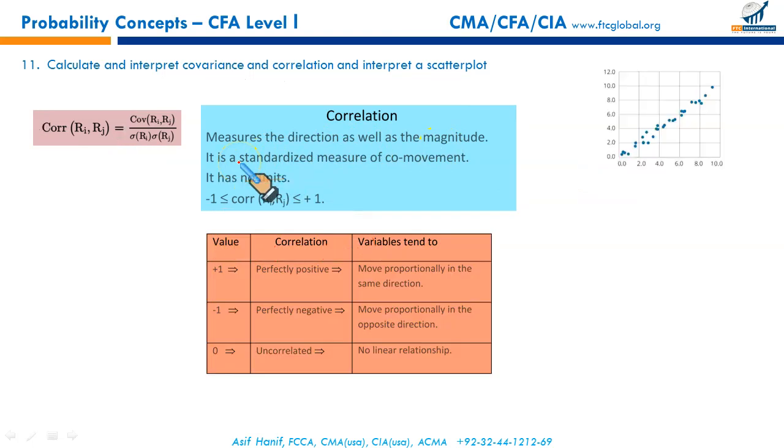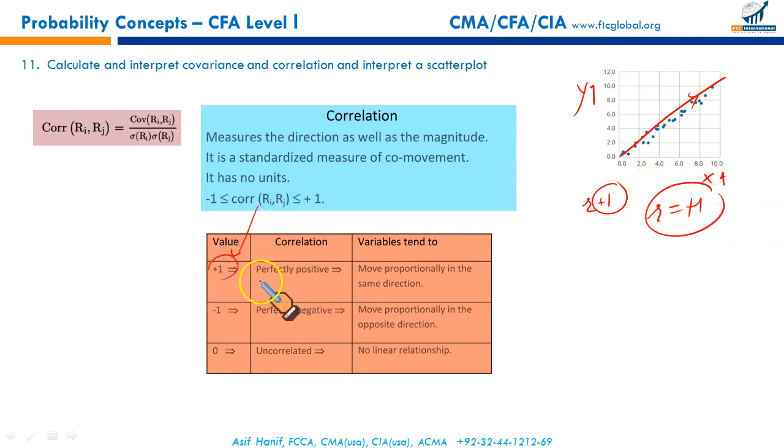For example, this is your scatter graph. We have plotted the returns of X and Y, and they are nicely moving upwards, showing a positive slope, indicating that as X increases, Y increases. If you calculate their coefficient of correlation, it will be close to 1, indicating they are strongly positively correlated. If R is exactly +1, it means they are perfectly positively correlated. They move proportionally in the same direction, whether they fall together or increase together.